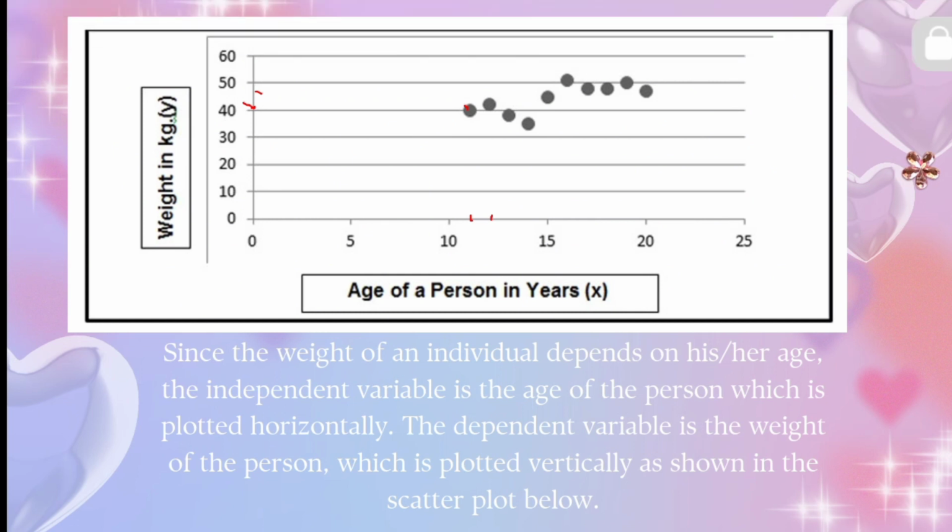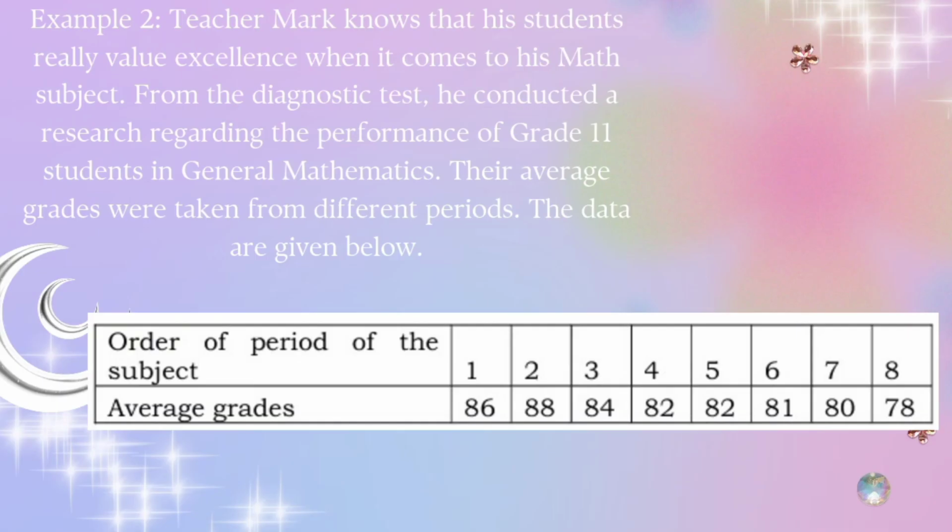So next example. Here we have another example. Teacher Mark knows that his students really value excellence when it comes to his math subject. From the diagnostic test, he conducted a research regarding the performance of grade 11 students in general mathematics. Their average grades were taken from different periods. The data are given below. So here, we have the order of period of the subject and the average grades. Order of period of the subject, mao na siya ang atong x. And ang atong average grades is ang atong y.